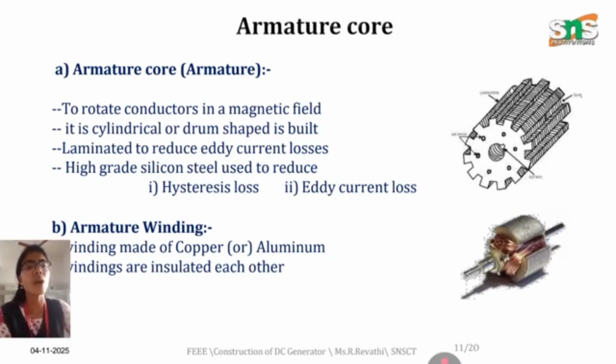Whereas the armature winding is made up of copper or aluminium. Why copper or aluminium? These two are the major conducting materials. They are good conductors, so we select copper and aluminium. Windings are insulated from each other, because touching of uninsulated material causes the circuit to be shorted, so proper insulation from each other is required.